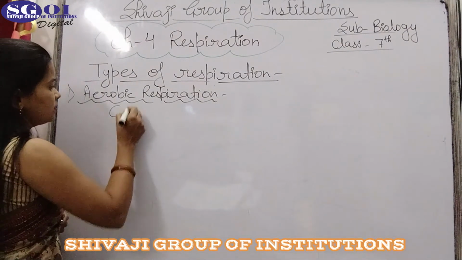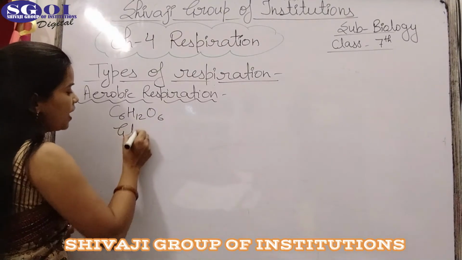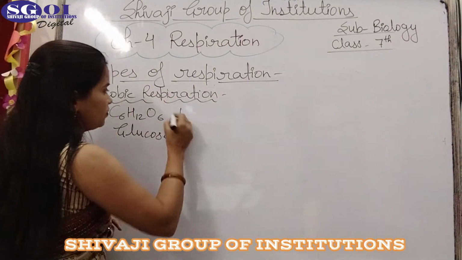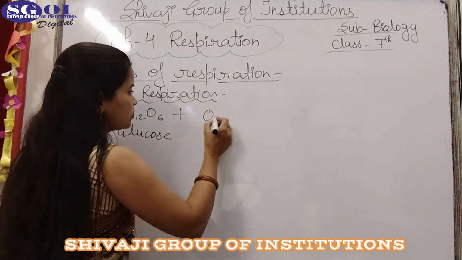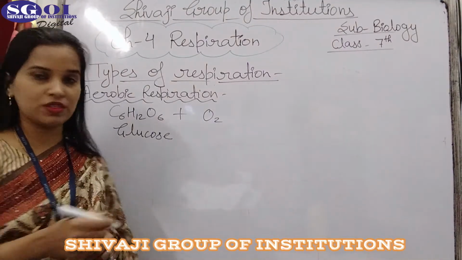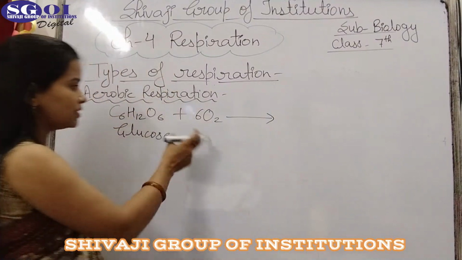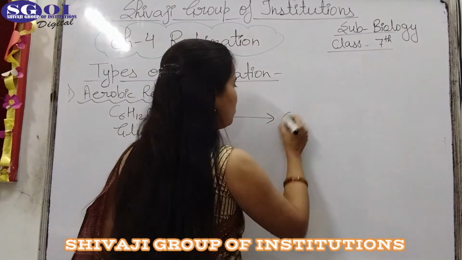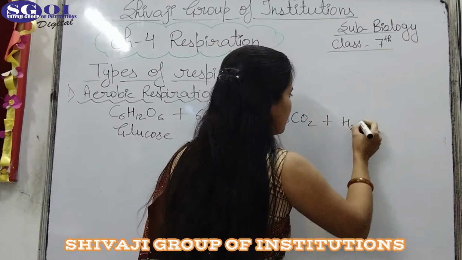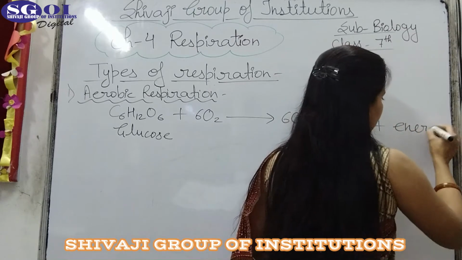It is C6H12O6. This is glucose. Actually, the food which we eat is stored in the form of glucose. It reacts with the oxygen because this process takes place in the presence of oxygen. यहाँ पर क्या हो रहा है? जो ग्लूकोज मॉलिक्यूल का ब्रेकडाउन हो रहा है वो ऑक्सीजन की प्रेजेंस में हो रहा है. What is formed? Carbon dioxide and water are formed in this process, and the energy is liberated.